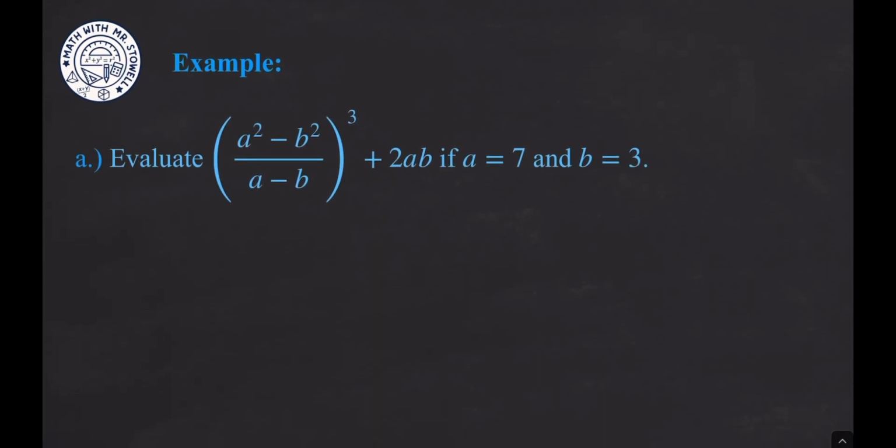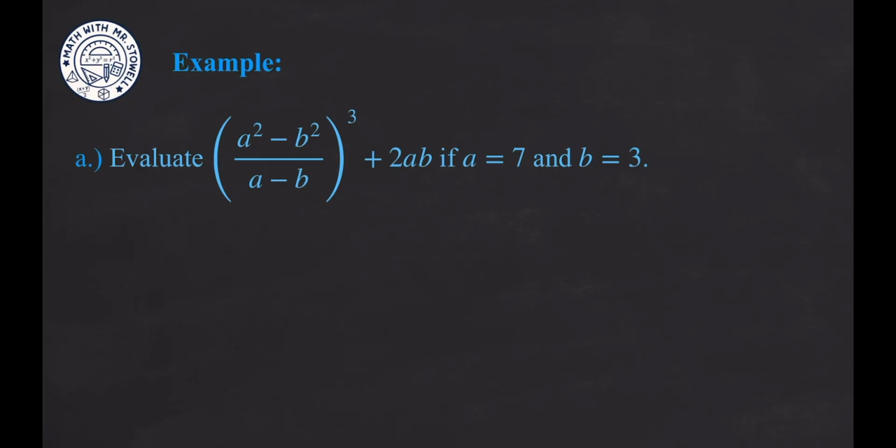Here's another one. Let's look at this example here. This one looks ugly. We have a bunch of a's and b's in here. We have a squared minus b squared, that quantity divided by a minus b, and then we're going to cube that. And then we're going to add 2 times a times b.